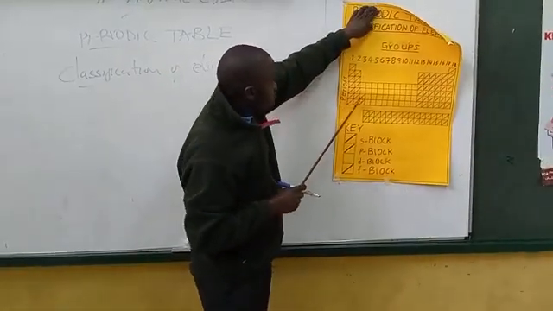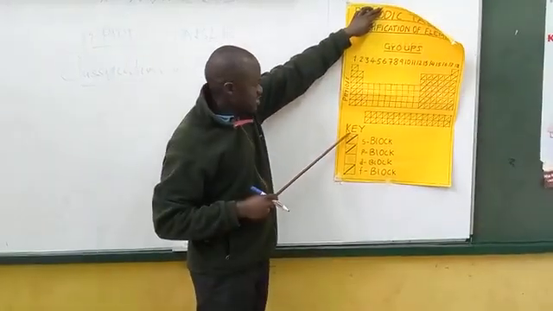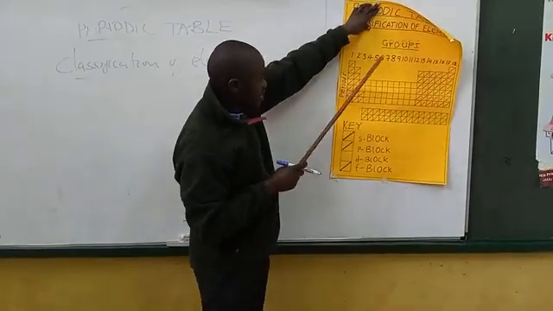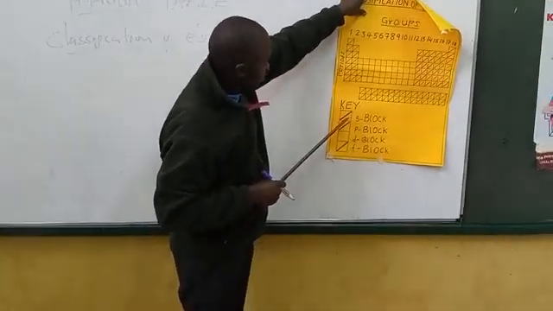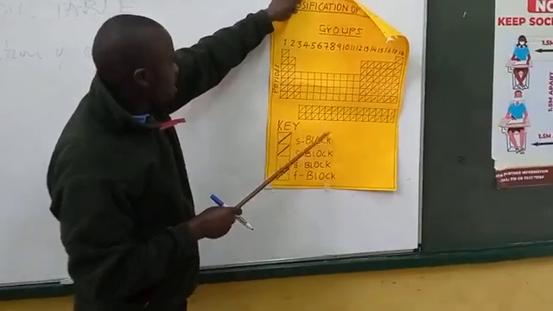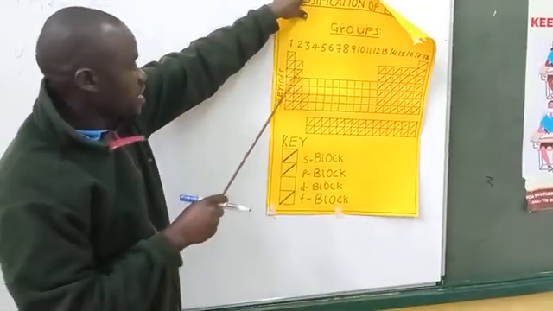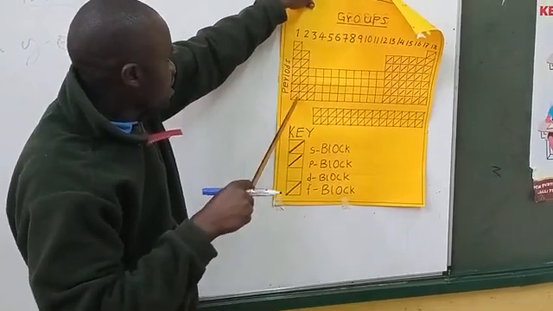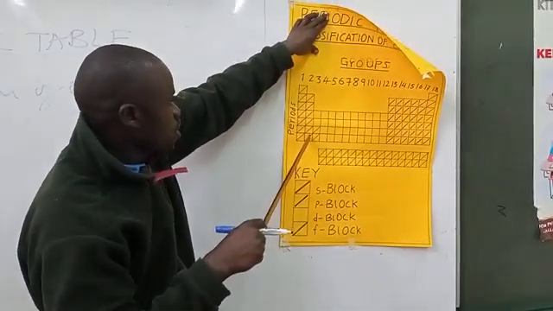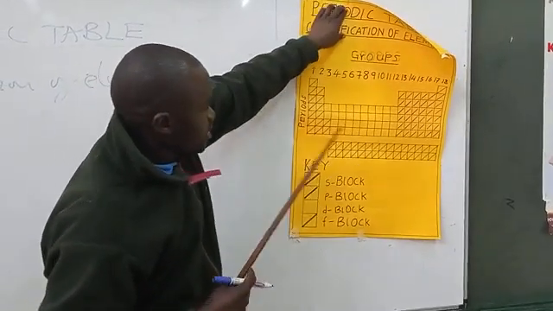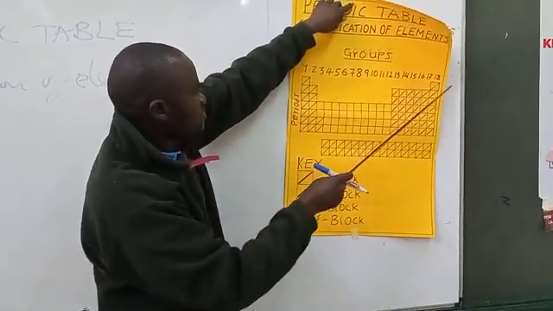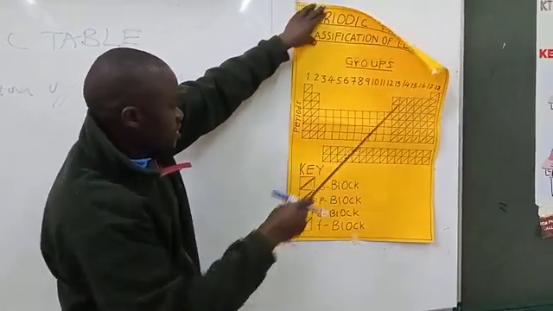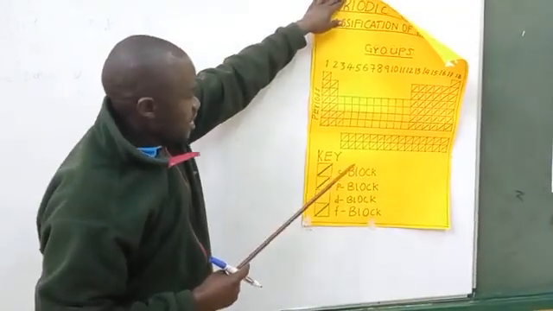Then, apart from that, we have a key here that is going to help us classify the elements. In our key, we have the S block elements that are shaded red. In the red part, we have group 1 and group 2. And we realize that we also have helium on the other side, which also falls under the S block elements.